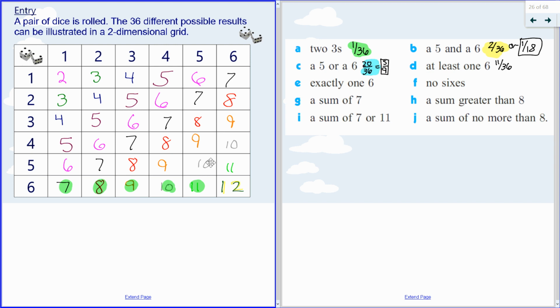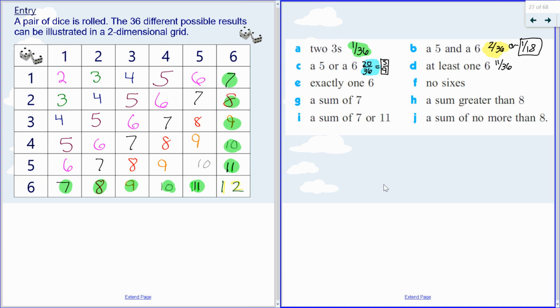I can't highlight this because this is double sixes. This is not exactly 1 six. That's 2 sixes. I should change this because my 11's going away. Okay, now this is exactly 1 six. This is a 6 and a 5, 6 and a 4, 6 and a 3, 6 and a 2, 6 and a 1. All exactly 1 six. I can't count the double sixes because that's 2 sixes. Okay, so I count 1, 2, 3, 4, 5, so 10. 10 out of 36. And if I divide by 2, that's 5/18.